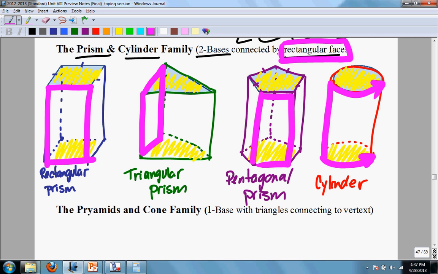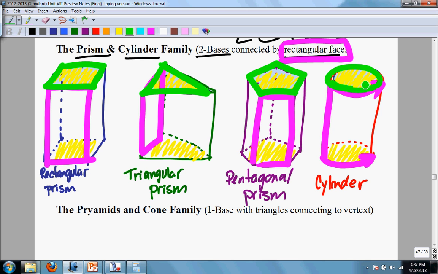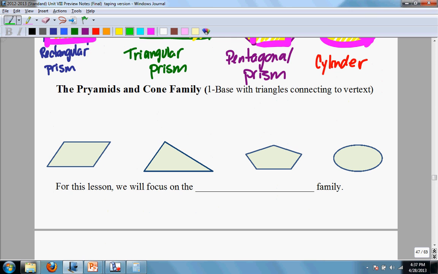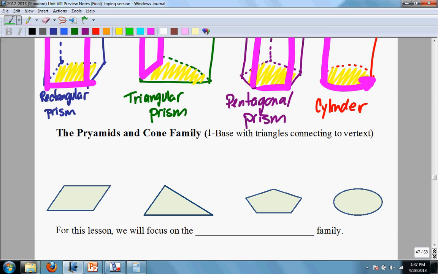That's a prism. And the bases can be different shapes. You can have a rectangular prism, a triangular prism, a pentagonal prism, hexagonal prism, octagonal prism, any regular polygon, and of course, technically a circular prism is called a cylinder. That is the prism and cylinder family. Now, pyramids and cones are their own family. Pyramids and cones only have one base connected to a singular vertex, which would be a point. So pyramids and cones all start just with a dot.